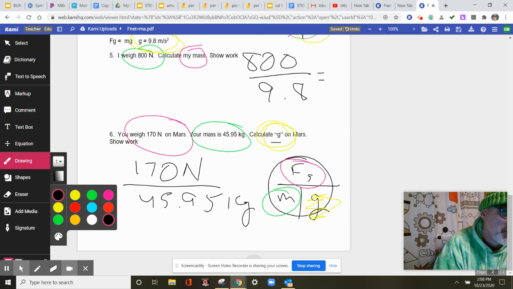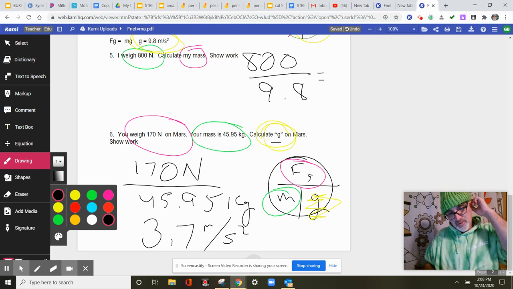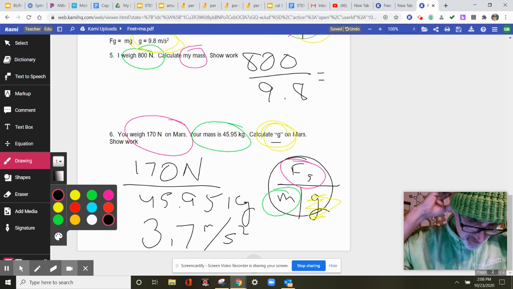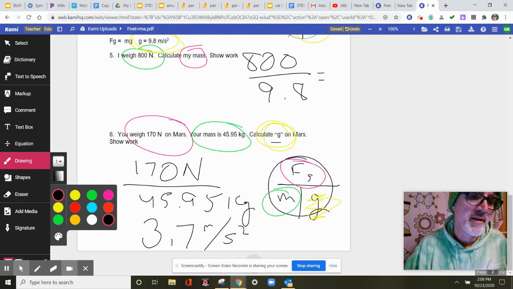And if I set the problem up correct, the answer should be 3.7, which is the actual value for Mars. It's 3.7. Earth is 9.8. Mars is 3.7. Why? Mars is a much smaller planet than Earth.